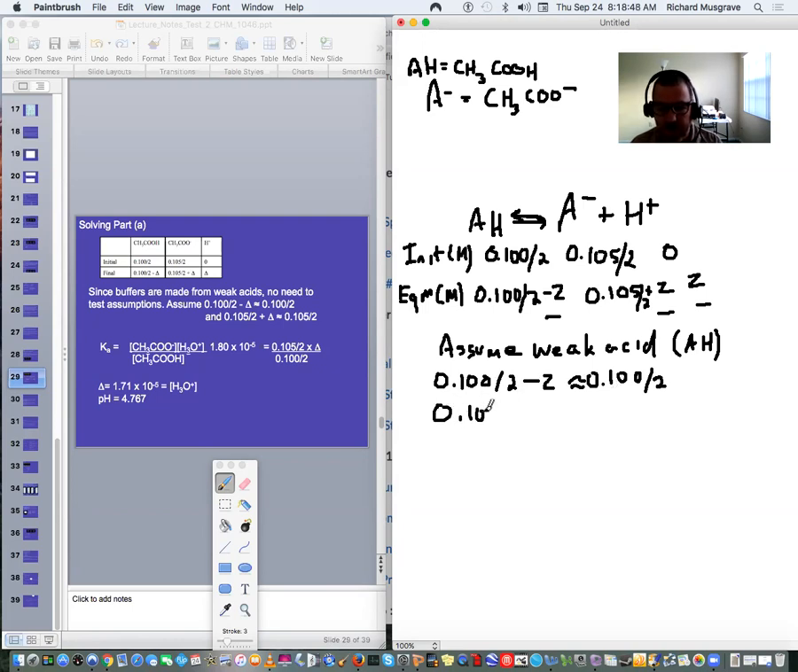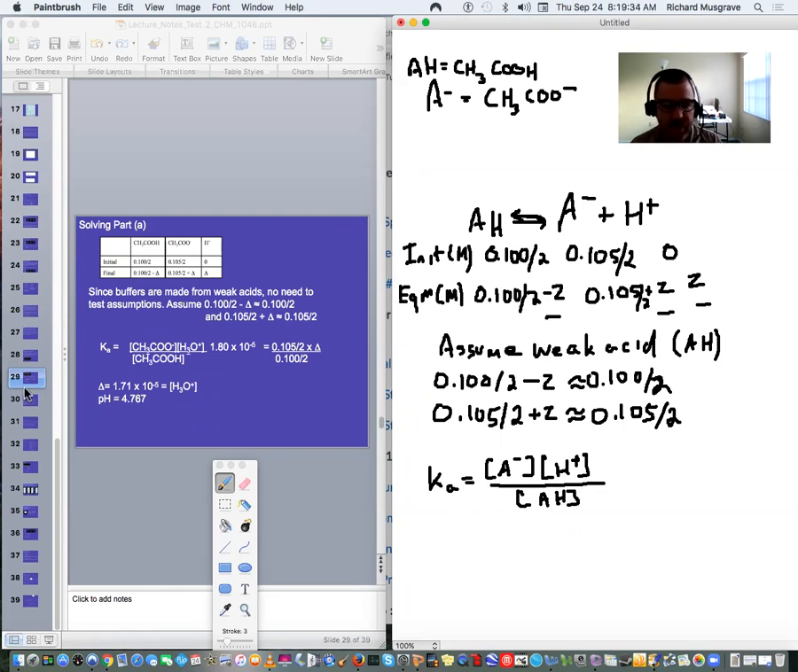The same thing for the other one. Plus Z is also going to approximate out to 0.105 divided by 2. And that's going to greatly simplify our calculation. So we know that Ka is equal to A minus times H plus over AH. And now we can substitute in all those values. The Ka is something we were given in the problem.